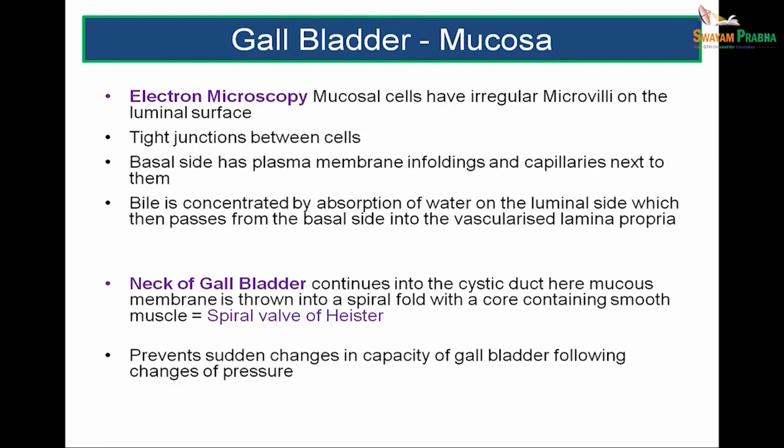The neck of gallbladder is a special mention because this neck has a special valve called the spiral valve of Heister. This valve is a mucosal fold, spirally shaped, and the core contains smooth muscle fibers. This valve will prevent sudden changes in the capacity of the gallbladder due to changes in pressure.